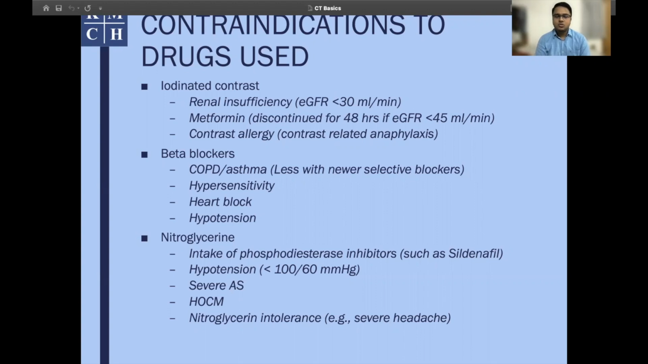Nitroglycerin is usually given to all patients who want to do coronary angiography in CT to give good distension of the coronary arteries. It is contraindicated in patients who have history of intake of phosphodiesterase inhibitors like sildenafil, patients who have severe hypotension or severe aortic stenosis or hypertrophic obstructive cardiomyopathy.